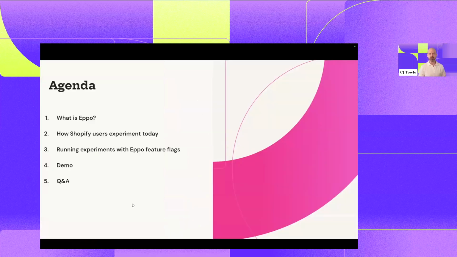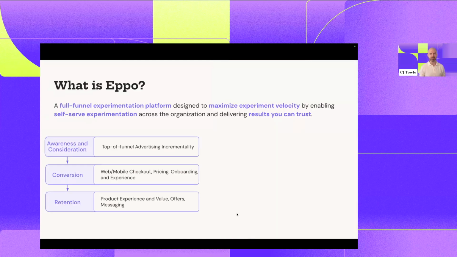So first, we'll talk a little bit about what is Eppo for anyone not familiar or anyone that just needs a refresher. I'll talk a little bit about how users on Shopify are experimenting today. I'll talk about the different ways that you can experiment on Shopify using Eppo. And then we'll get into a demo and then follow up with some Q&A. If you do have any questions, you don't have to wait and just hold them until the Q&A portion. Please ask them at any time, and I'll try to weave them into the talk track. So without further ado, let's jump right into it.